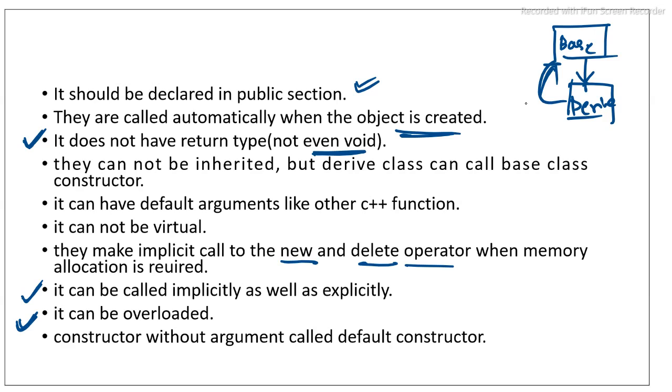Next and last point is that a constructor without argument can also be called, and in such a case we can use the default constructor also. We learned a topic like default parameter or default argument. That concept can also be used with the help of a constructor. So without argument, when we call the constructor, in such a case the default constructor will be executed.